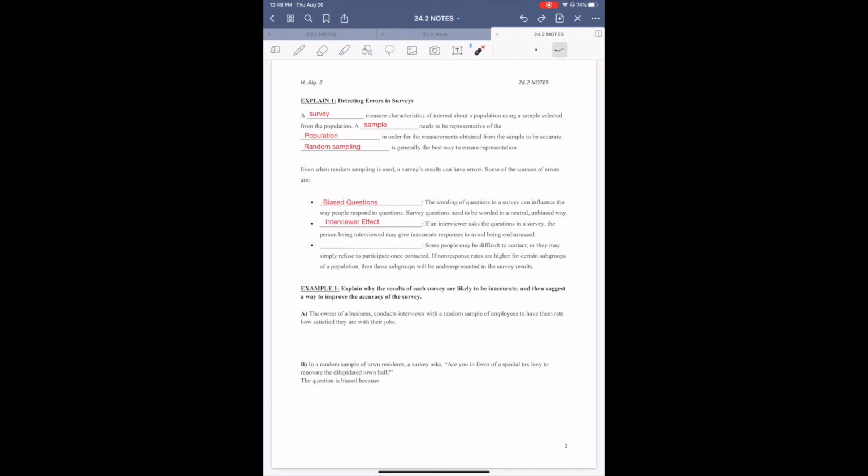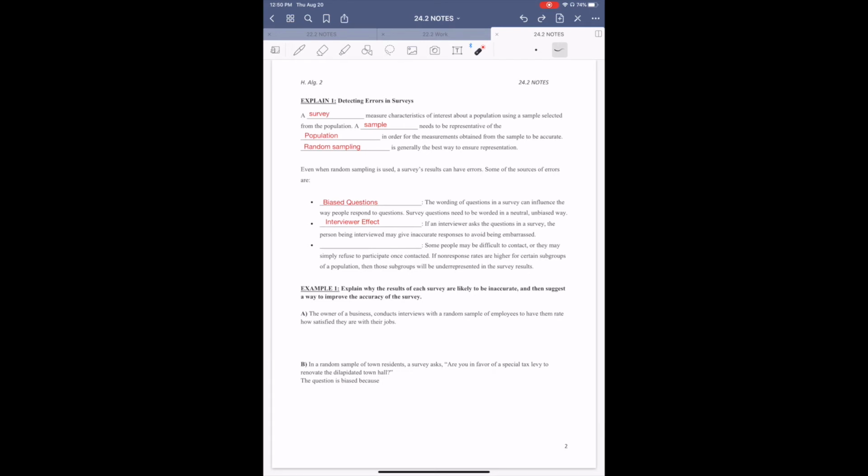The second one is interviewer effect. If an interviewer asks the questions in a survey, the person being interviewed may give inaccurate responses to avoid being embarrassed. So, interviewer effect, if I were to ask you, hey, I'm the best teacher, right? Well, you're more likely to say yes because I am pressuring you into talking about me as a teacher. Another example would be if your boss asks, hey, you like your job, right? They're pressuring you to answer yes because you don't want to feel like your job would be at risk.